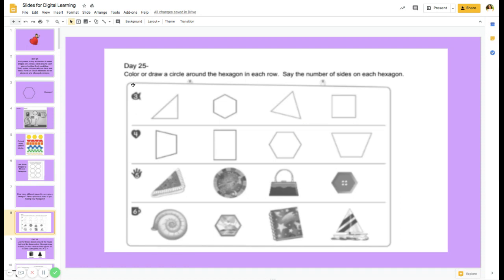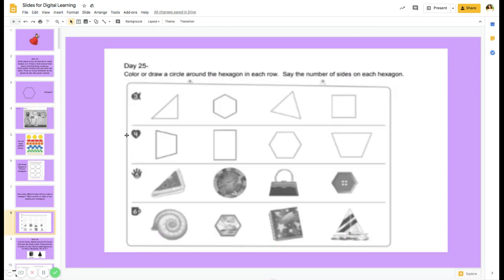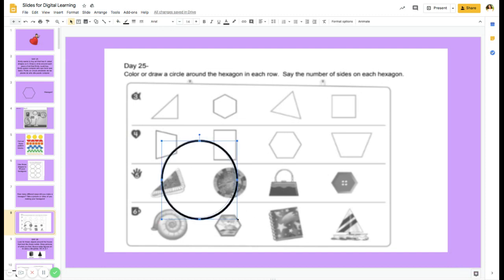Después, you're gonna draw or color. You're gonna draw a circle or color around the hexagon in each row. Say the number of sides on each hexagon. So we're gonna do this together. If you do have the worksheet, awesome, print it off and do it yourself. But if you don't have it, I do want you to hear this information, so we are going to go over it together.